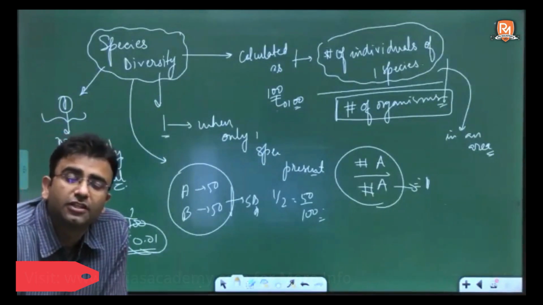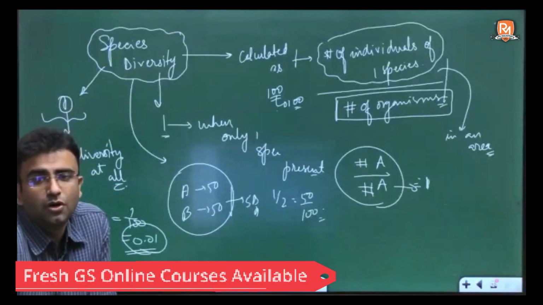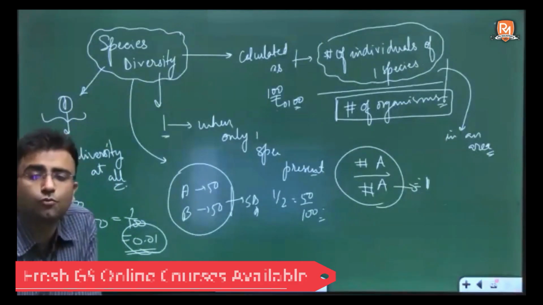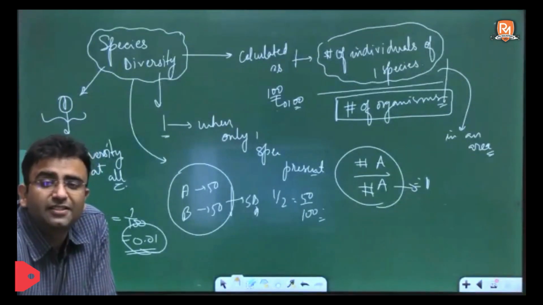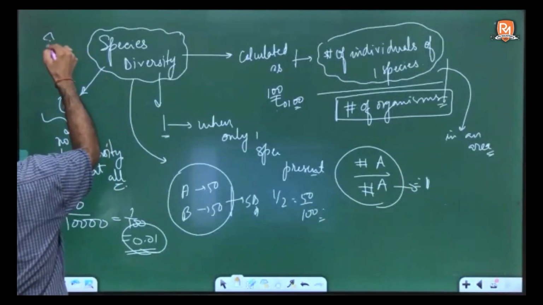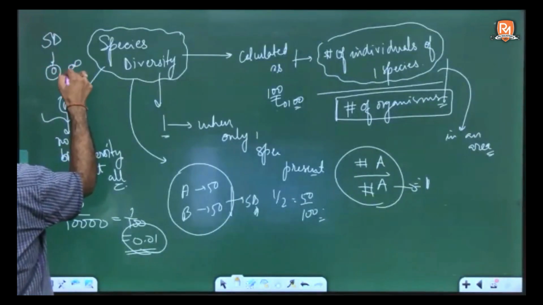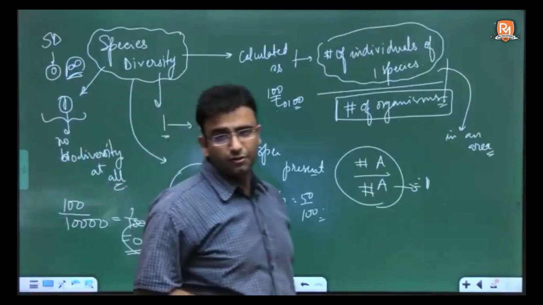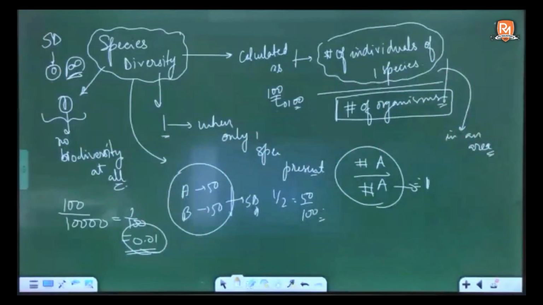What if the species diversity is very close to 0? What will happen if the species diversity is almost close to 0? That means it is a tremendously biodiverse region. When species diversity approaches 0, it shows a very, very large biodiversity present. So that is species diversity. Now let us look at ecosystem diversity.